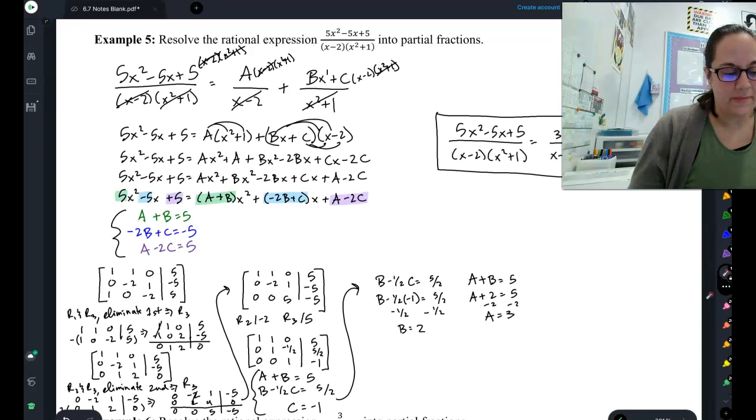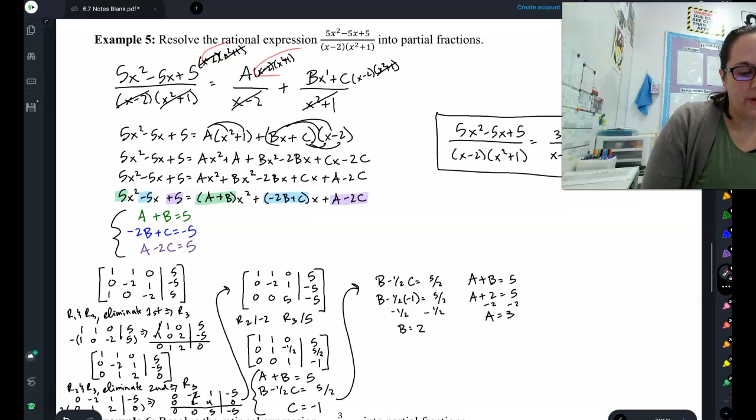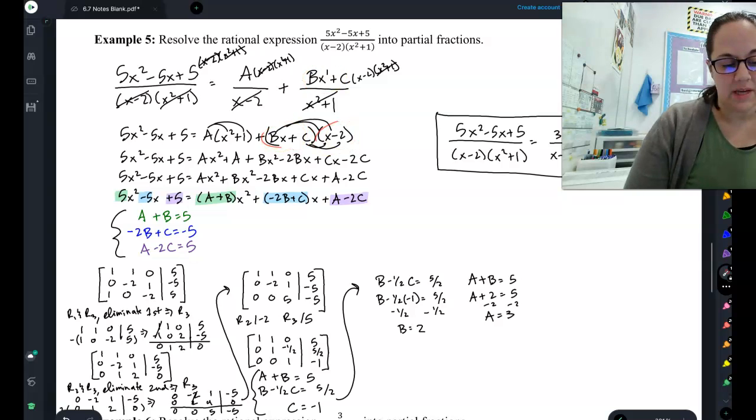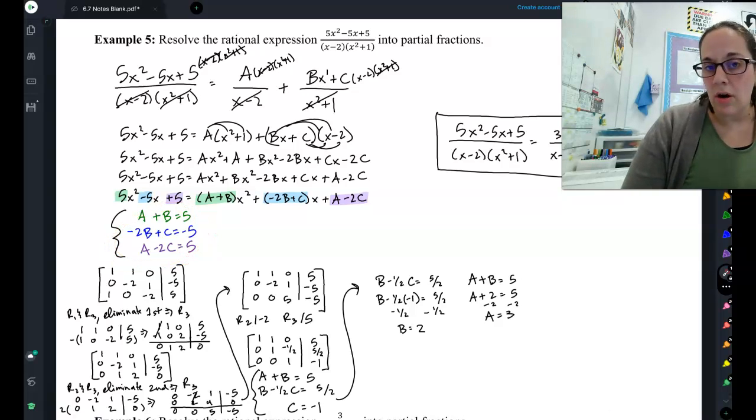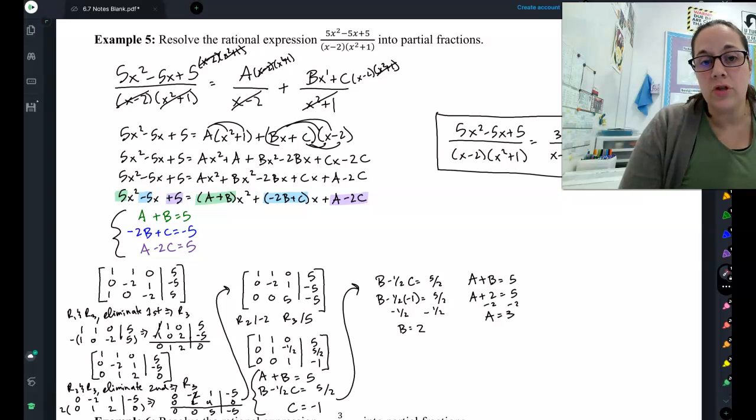Let's check your work. So I multiplied by my denominator, FOILed everything out. Don't forget this numerator is Bx plus C times x minus 2. So Bx plus C times x minus 2, which you FOILed out to get this. Then I organize my x squareds, my x's, and my no x's together. So 5 goes to A plus B, negative 5, negative 2B plus C, and 5 to A minus 2C. So here's my system. Now, once again, you can solve this system using any method of your choice.